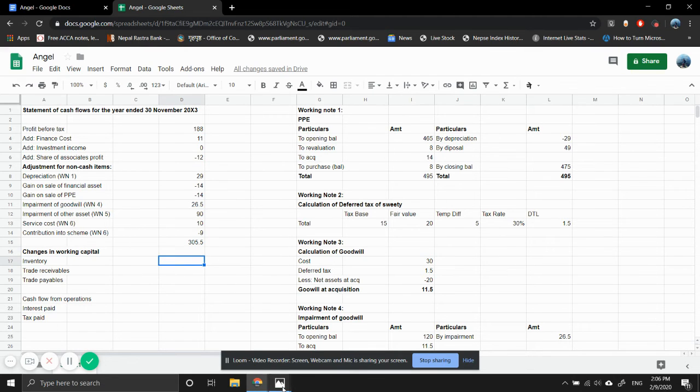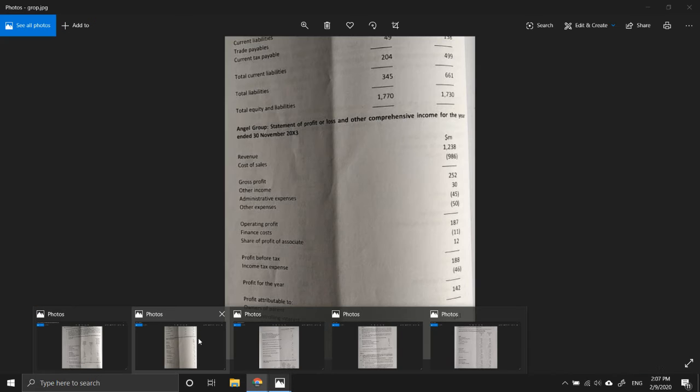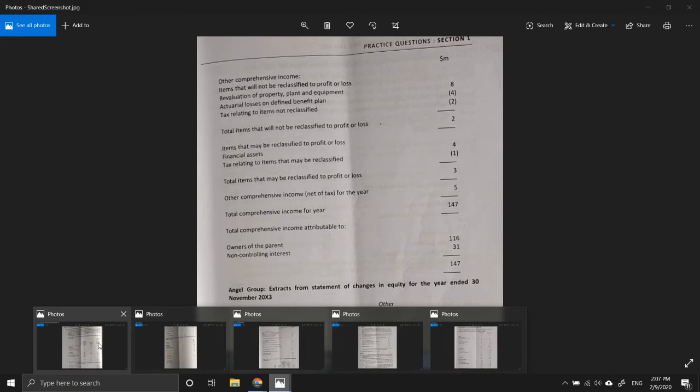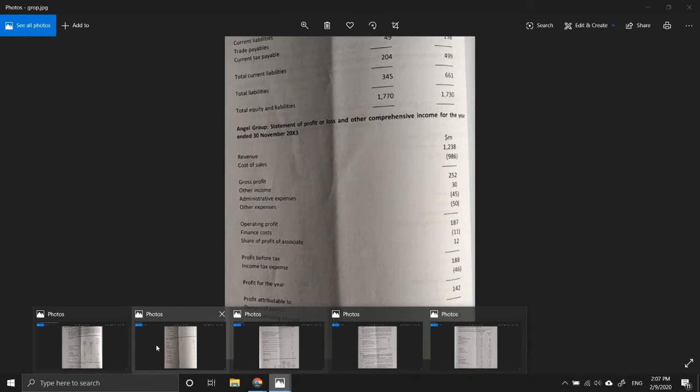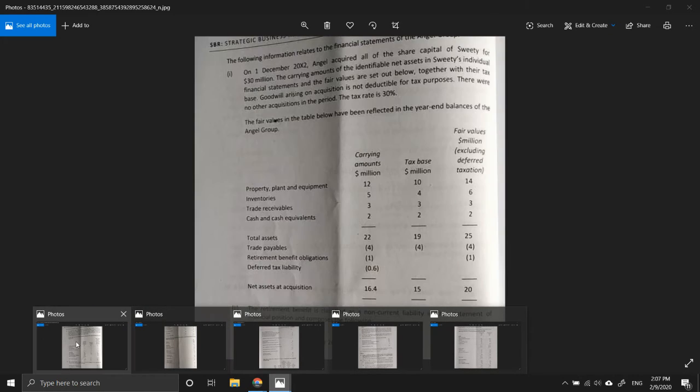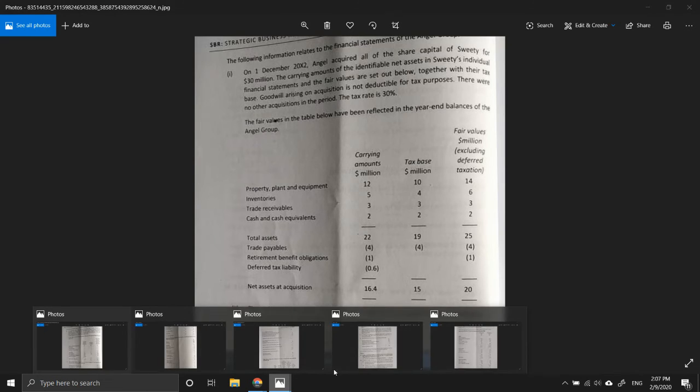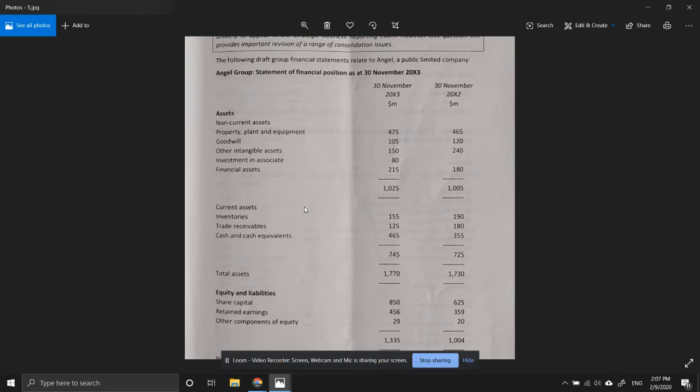So what has happened with inventory? Let's look at it. So there is an acquisition as well, right? So what do we do for acquisition? When was it acquired? On that date. So it was acquired on 1st December, right? So what is our inventory currently? It was acquired on that date, so it means it's already been included over here, not included over here.